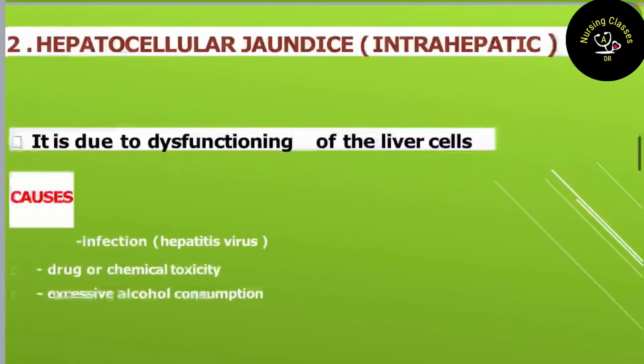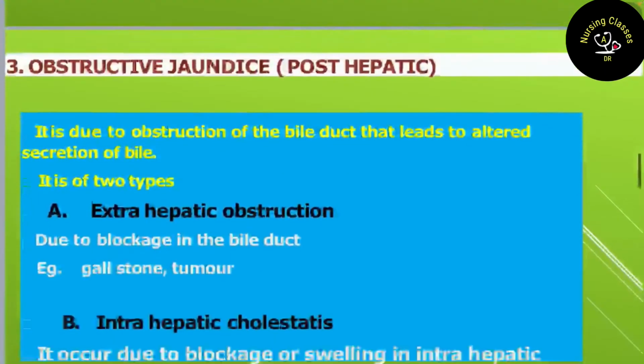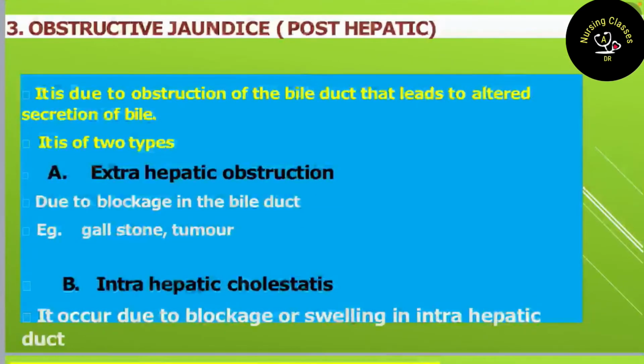The next type is hepatocellular jaundice, the intrahepatic. It is due to the dysfunction of the liver cells. Causes: infection, hepatitis virus, drugs or chemical toxicity, excessive alcohol consumption. The third type is obstructive jaundice, then post-hepatic. It is due to obstruction of the bile duct that leads to altered secretion of bile.